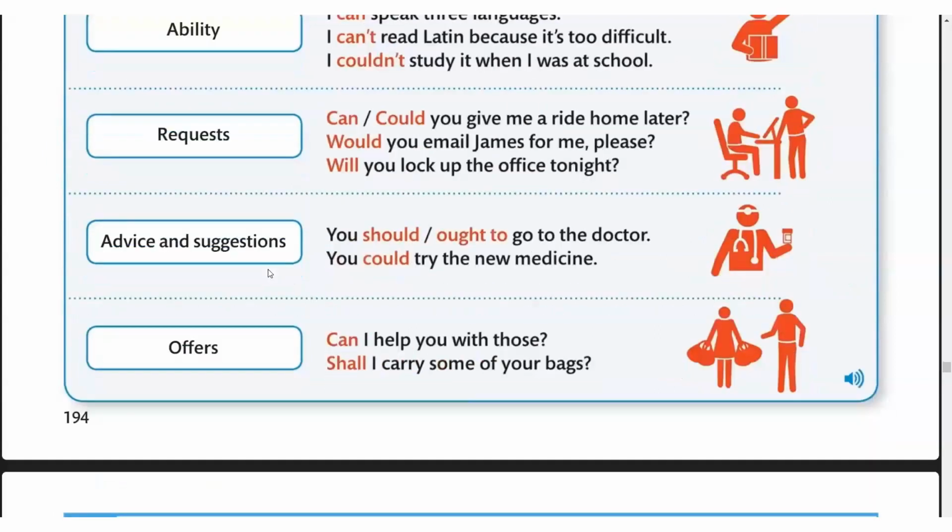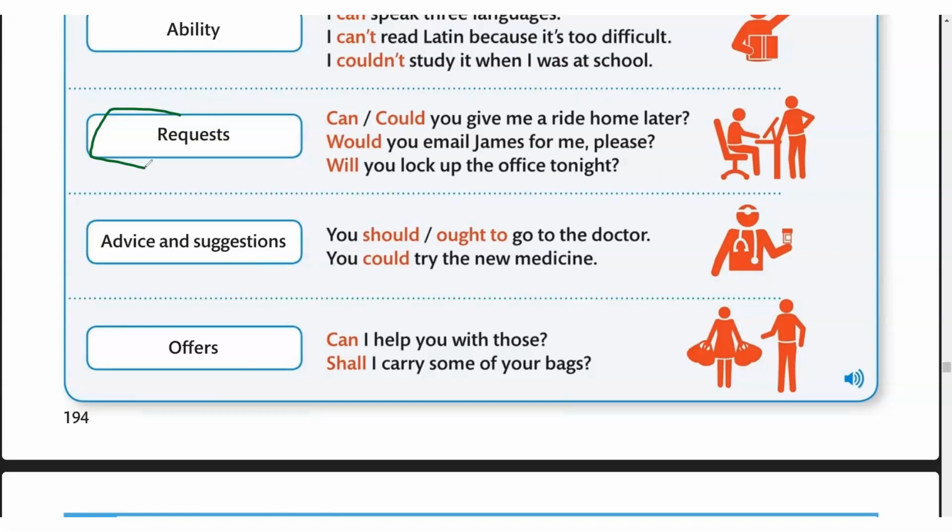All right, we've got 3 more here. Requests, advice, and suggestions and offers. So we use can and could for requests. Can or could you give me a ride home later? Would you email James for me, please? Will you lock up the office tonight? So these are all requests. You notice we do not have the verb do. We don't use do when we make requests using these modal verbs can, could, would, and will.